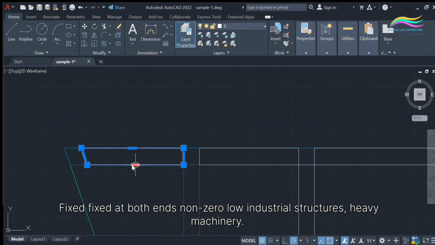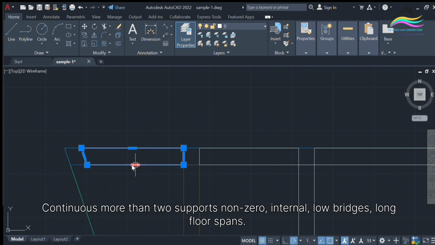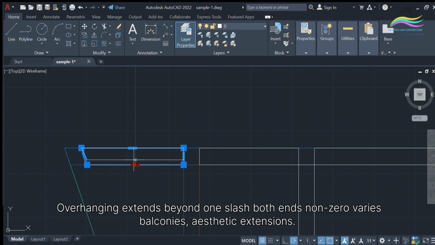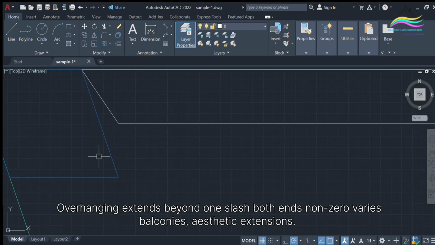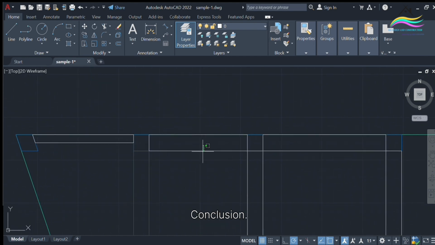Fixed at both ends: non-zero moment, low deflection, used in industrial structures, heavy machinery. Continuous: more than two supports, non-zero internal moment, low deflection, used in bridges, long floor spans. Overhanging: extends beyond one or both ends, non-zero moment, varies, used in balconies, aesthetic extensions.